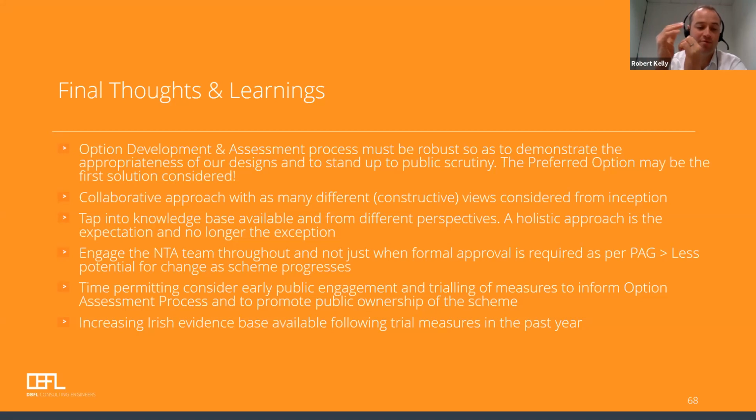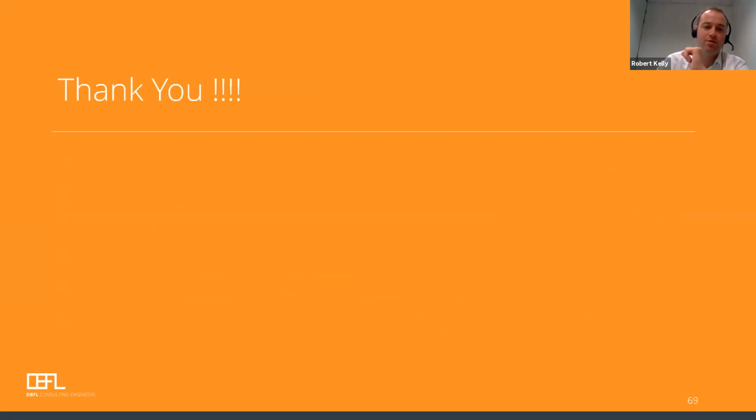And then possibly, if time permits, earlier forms of public engagement and trialing of measures could be added to your option development and assessment process. And failing that, we have an increasing evidence base now, particularly following the implementation of infrastructure in the last year or so, which you can rely on as well. So that's me.